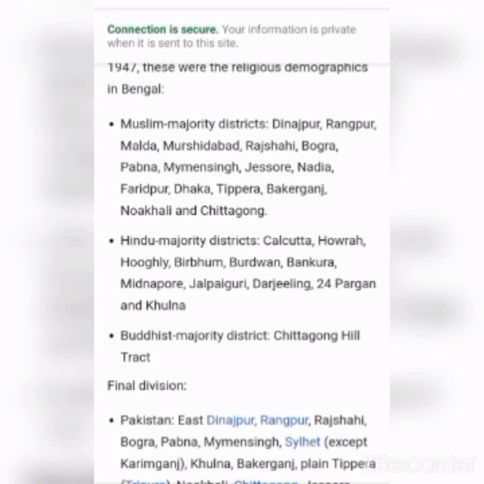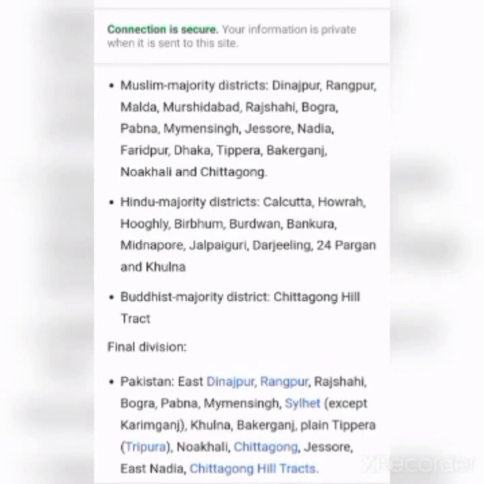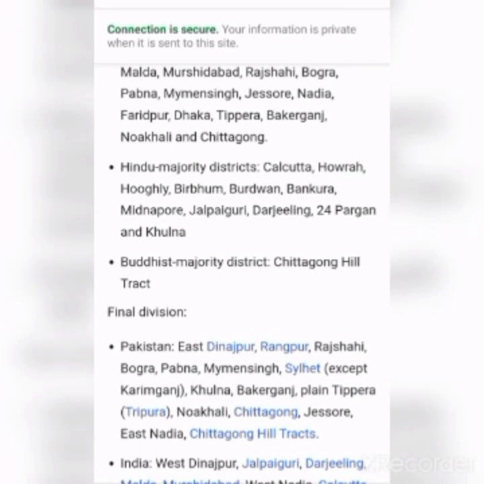Birbhum, Bardhaman, Bankura, Midnapore, Jalpaiguri, Darjeeling, 24 Parganas and Khulna. Buddhist majority district: Chittagong Hill Tracts.